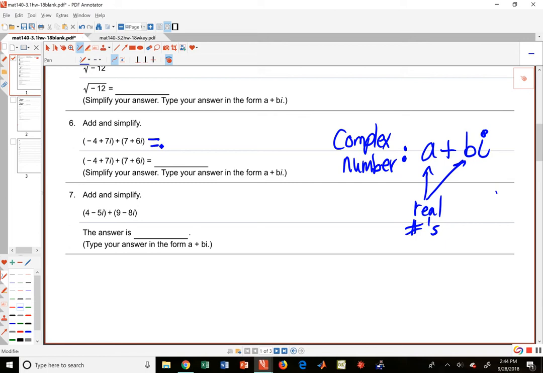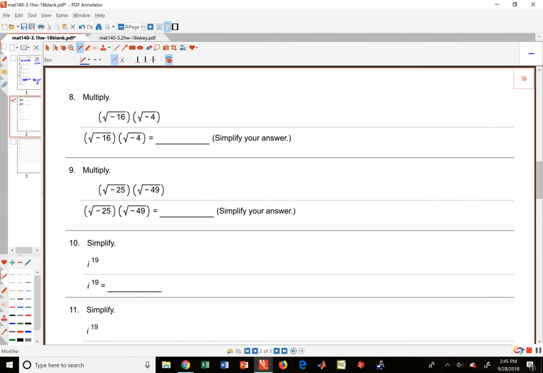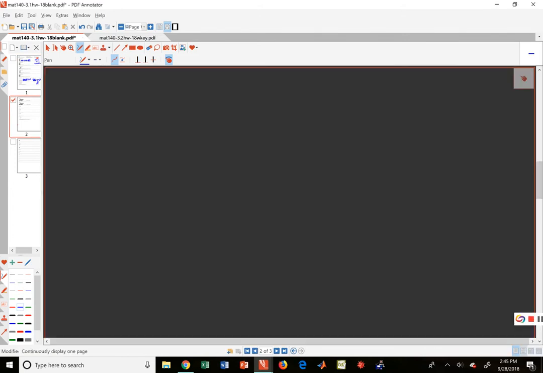So when we add two complex numbers, you just add the real parts together and you add the imaginary parts together. There's nothing real exciting here. -4 plus 7 is 3. 7i plus 6i, so just like 7 apples plus 6 apples is 13 apples, and you just say 3 plus 13i. All right, so complex numbers are not too bad.